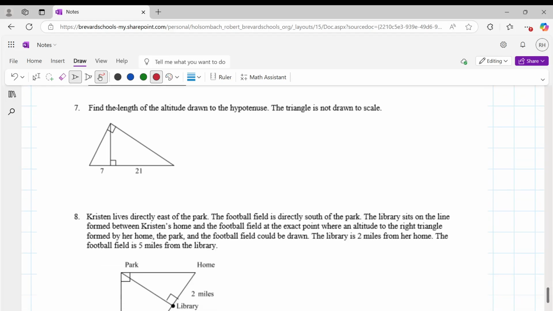All right, problem number 7. Find the length of the altitude drawn to the hypotenuse. That's this vertical segment right through the middle of this triangle. I'm going to call it A because it's an altitude. The length of the altitude is equal to the geometric mean of the 2 segments it creates. So A is equal to the square root of 7 times 21. So the square root of 147 is 12.1.